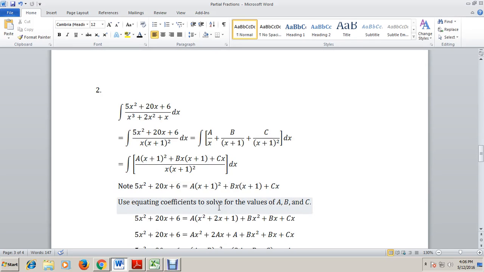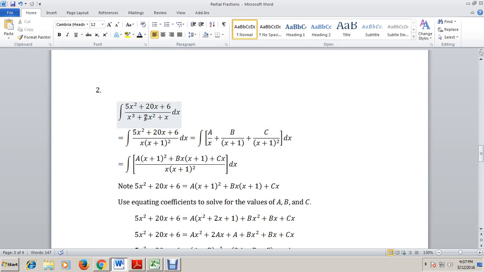Okay, so we have the integral of 5x squared plus 20x plus 6 over x cubed plus 2x squared plus x dx. Okay, so just like what was presented in example number 1, what we can do with our denominator is to express our denominator into factors. So just like what was mentioned earlier, the factors could be linear factors or quadratic factors.